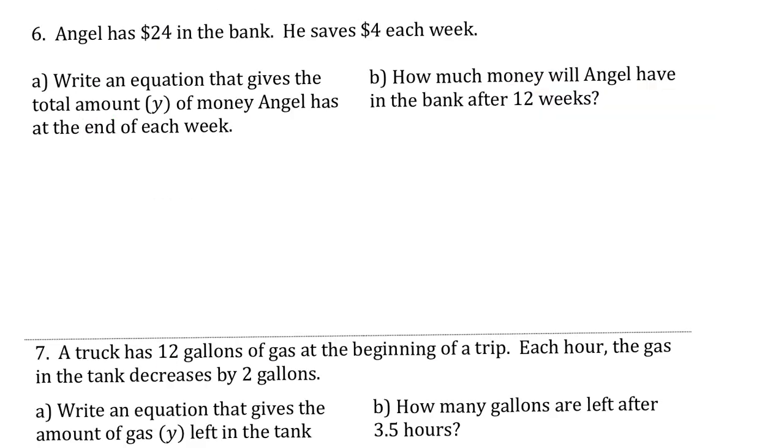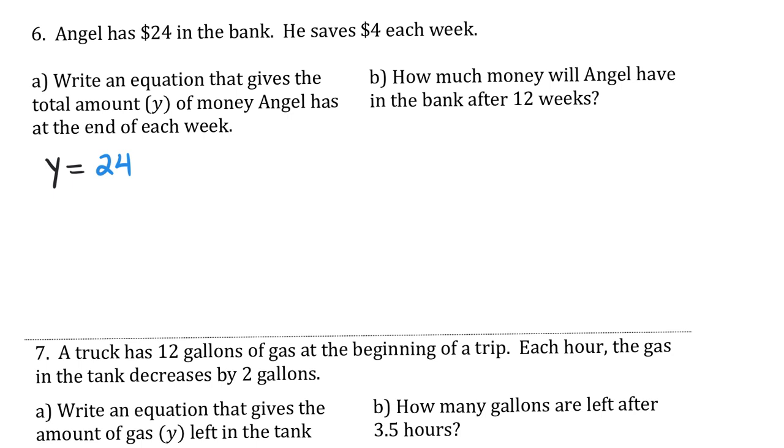Okay, last ones are word problems. They're going to give us a description, we're going to write the equation, and then we'll do the follow-up question. Angel has $24 in the bank. He saves $4 each week. Write an equation that gives the total amount, y equals, that Angel has at the end of each week. Let's go back. Angel had $24 in the bank, so he starts with $24. He saves $4 each week.